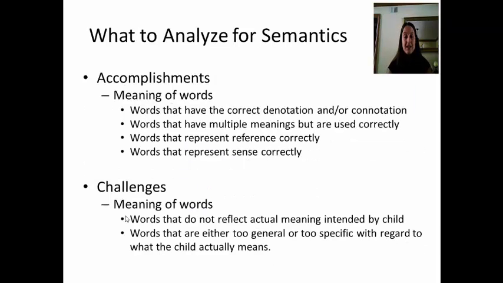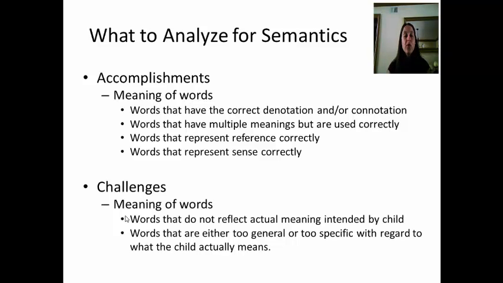Okay, and then last but not least, we have semantics. Remember that for the accomplishments, what we're looking at is the meaning of the words. If the words that have been chosen represent the correct denotation or connotation, if they have multiple meanings but are used in the correct way, that shows pretty sophisticated semantic knowledge on the part of the English language learner. Words that represent reference correctly and sense correctly.